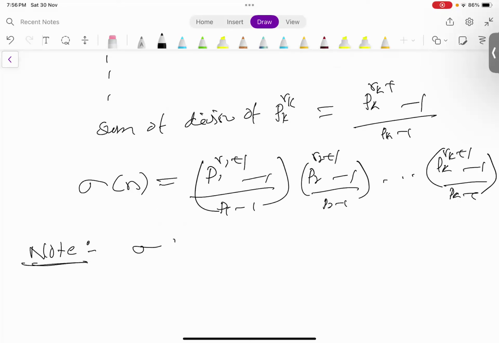Can anybody say sigma 1? Sigma 1 is equal to 1 itself, because the divisors of 1 can only be 1 itself. Therefore, the answer is 1.